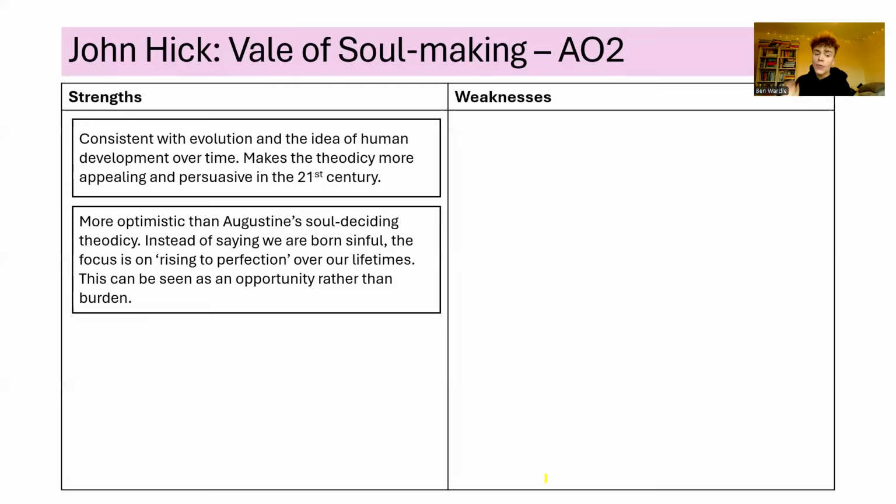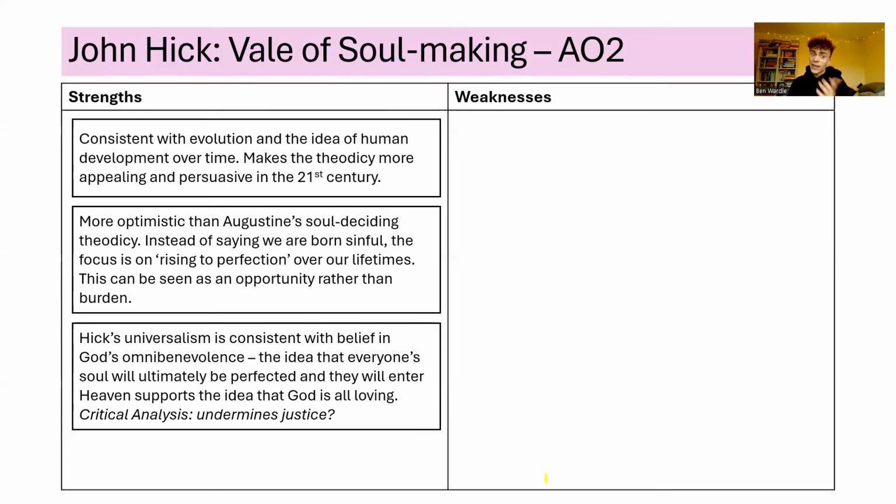And talking of optimism, really important that for Hick, he is a universalist. He believes that everybody will ultimately go to heaven, because even if you've not had that moral growth into God's likeness on earth, you will then go to purgatory, where that character development will continue. So we could argue he is much more optimistic about humans than Augustine. So Augustine isn't saying you're born into sin and you deserve eternal damnation. Unlike Augustine, with that very negative view, Hick is saying you are born imperfect, but then you rise to perfection over your lifetime. And that could be seen as an opportunity rather than a burden. So we're going to compare soul deciding with soul making.